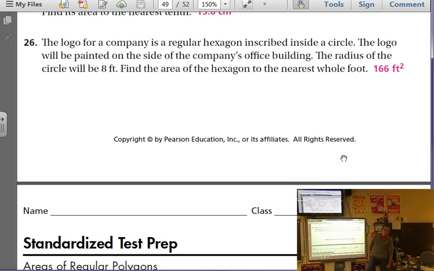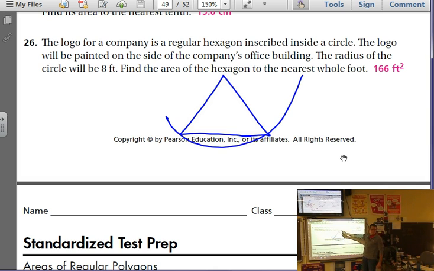So since it's inscribed, I know that if I took one of the hexagon pieces, my circle would come around like this. So it having a radius of 8 feet is really the edge of my isosceles triangle, because I don't know the length of this edge, but I do know that this is a regular hexagon, so all of these radii coming out will be the same.